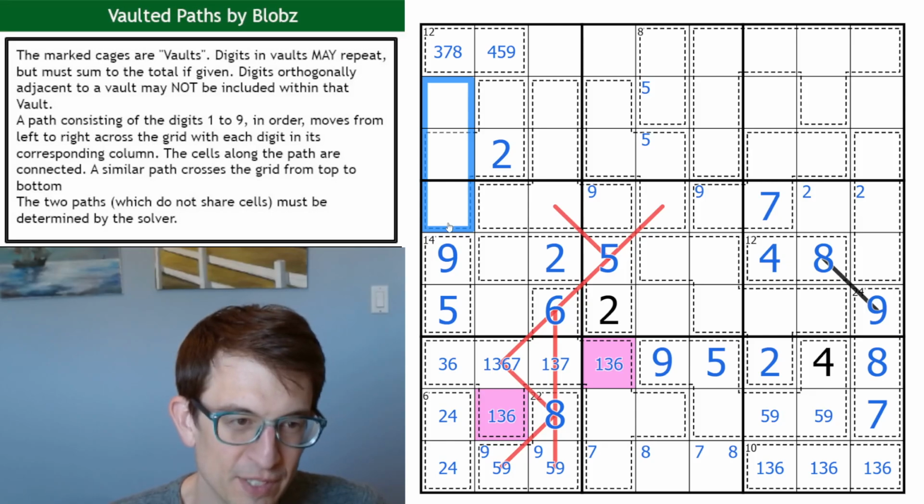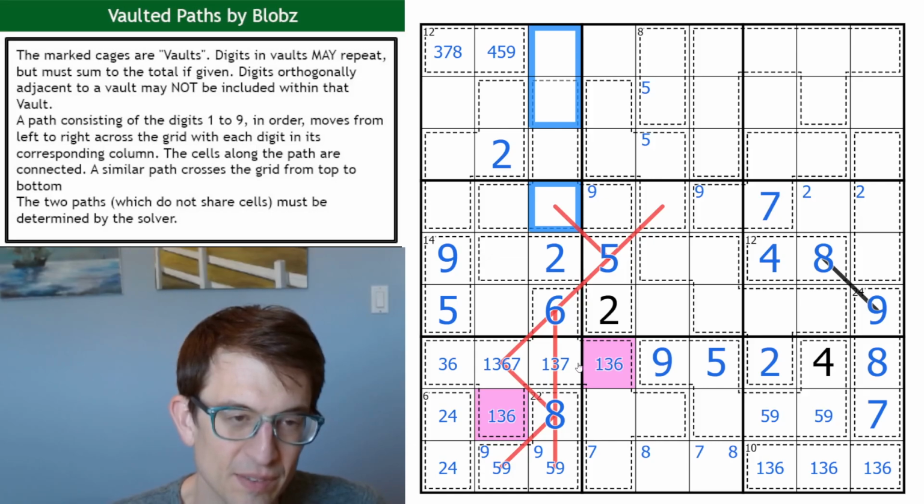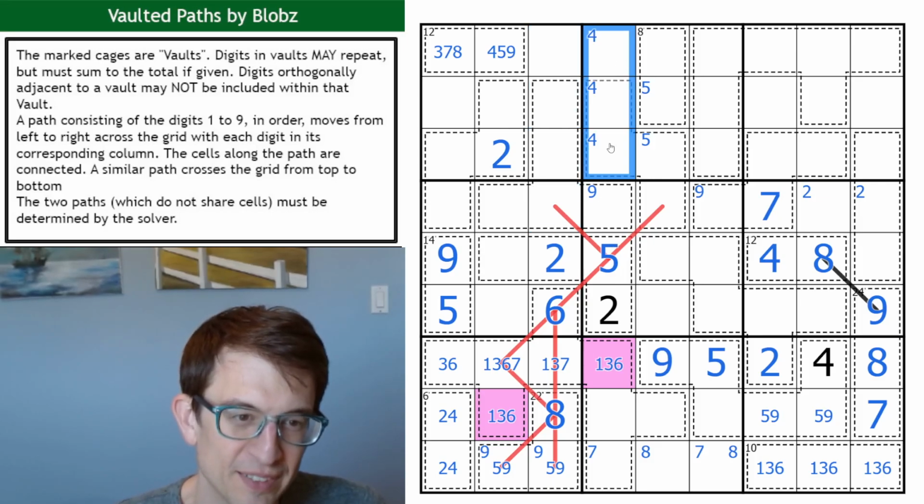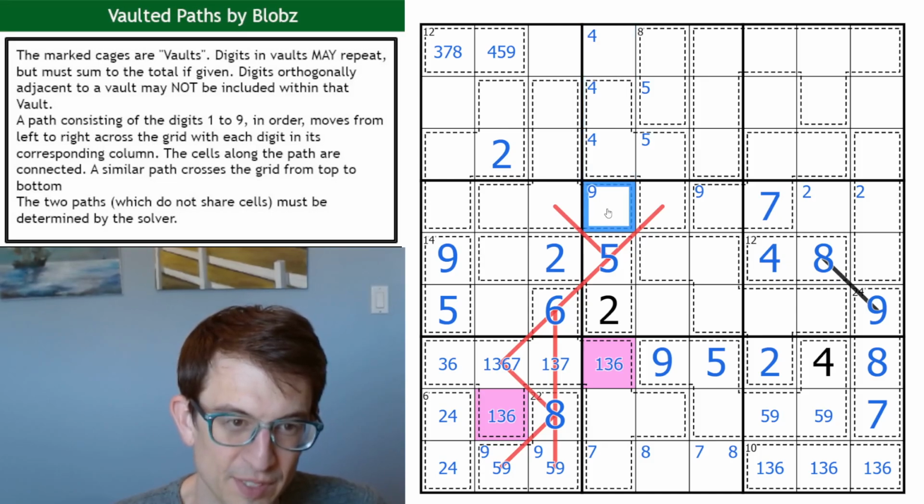1 is still one of these spots. 3 now is limited to these. And 4 is limited to these. I'll put a 4 here. That seems useful, because this can't be 4 by the diagonal rule. 5 is one of the, I guess I could have done that from the 5s.